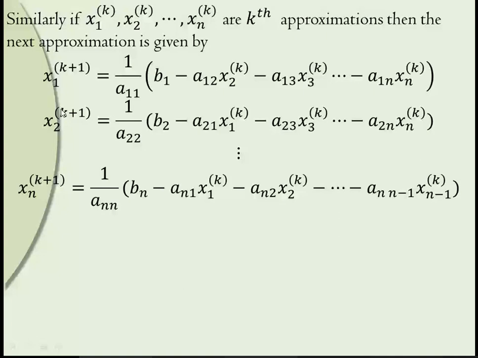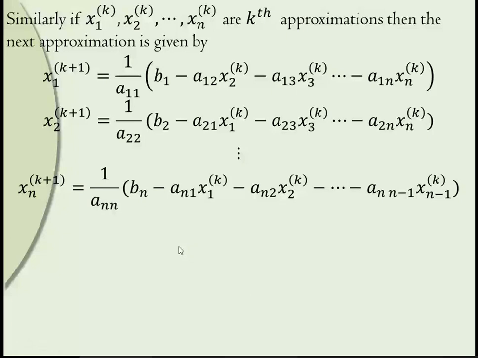Okay, like that we can continue, and we have to continue until the kth approximation and the k plus 1th approximation have corresponding values that are matching. If they are matching up to a certain number of digits, then we say that the last approximation will be the answer. Okay, now how to begin with the approximation?